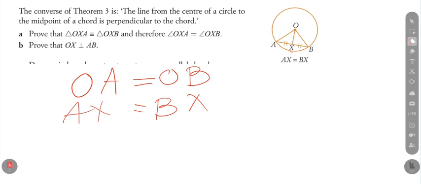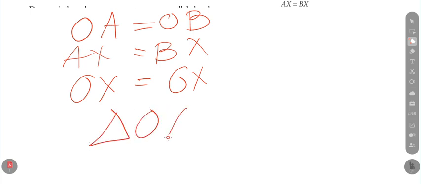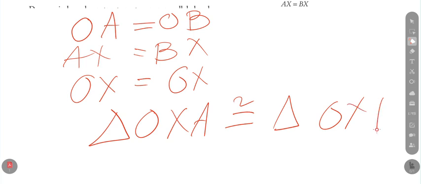Moving on to the second one, we have OX equals OX, because they have a common side shared by both triangles. So we are able to see all three pairs of sides. That concludes that triangle OXA is congruent to triangle OXB.